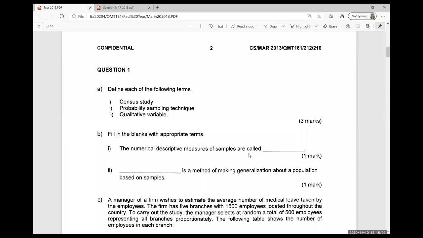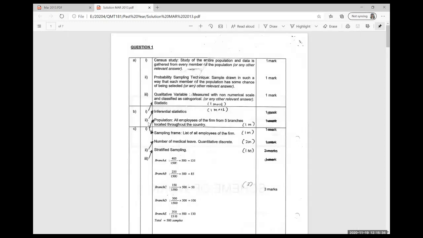The numerical descriptive measures of samples are called what? So it says numerical descriptive measures, right? This is for samples, so that means it is called statistics. And then it's a method of making generalization about a population based on a sample. So this one is a definition for inferential statistics. If you look through the solution here, they give you number 2 is inferential statistics, and this one is statistics. So this is supposed to be statistics, this is supposed to be down here, okay.